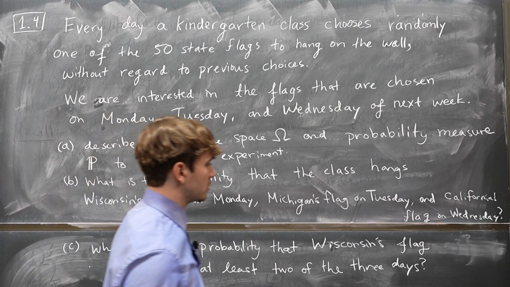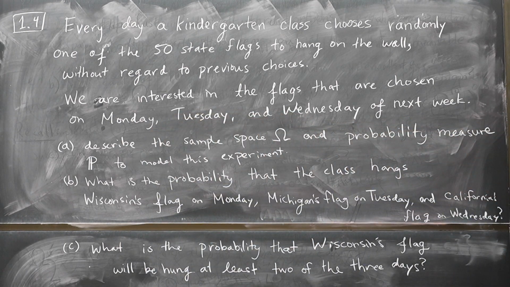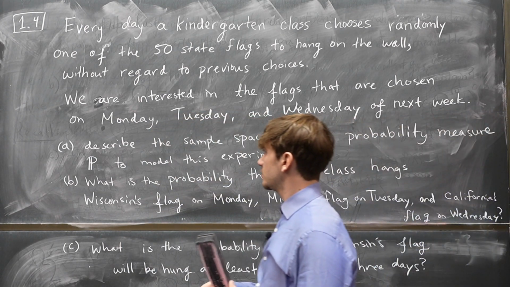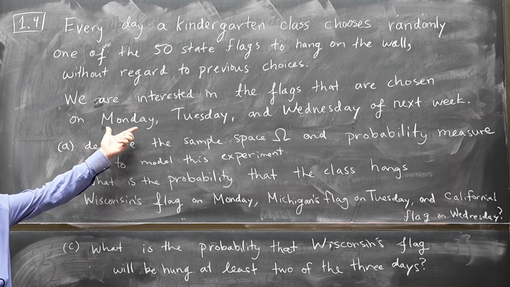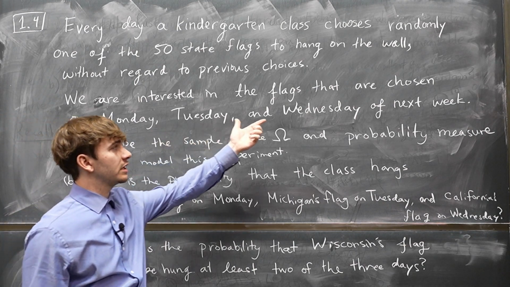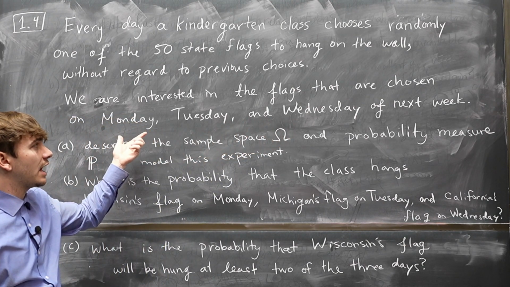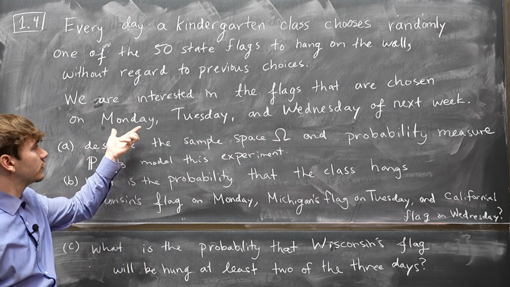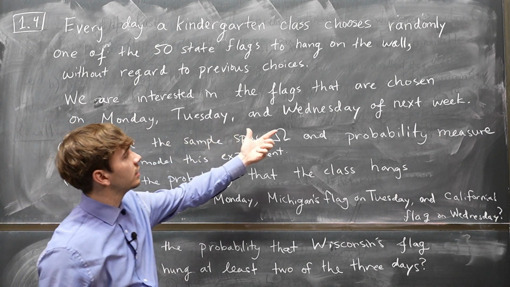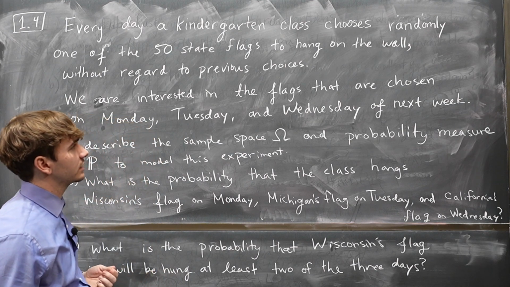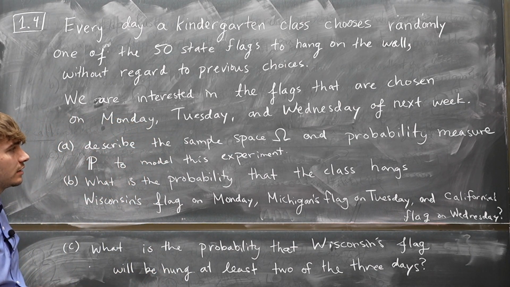All right, so let's start with Part A. So recall that the sample space is the set of possible outcomes. So in this case, our outcomes are precisely a triplet of flags, one for the flag which gets hung on Monday, one for the flag that gets hung on Tuesday, and one for the flag that gets hung on Wednesday.